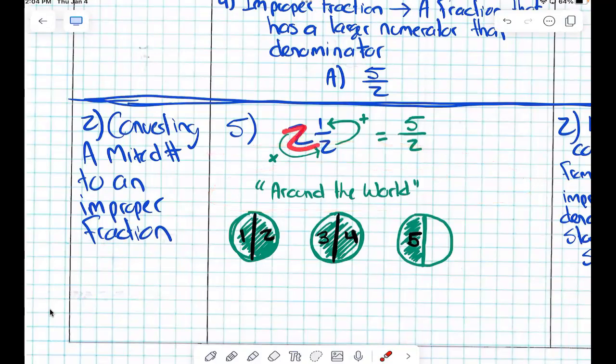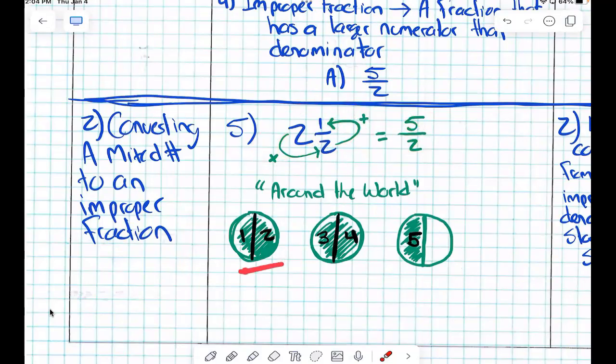So we have 2 and 1/2, yes? Yes. So we're going to go from the 2 to the denominator 2, yes? And we're going to multiply, right? Yes. What's 2 times 2? 4. And then we're going to take that 4 and add the numerator to it. What's 4 plus 1? 5. That's going to be the numerator in my improper fraction, right? Yes. The denominator is going to be 2 because the denominator over here is also 2, right? All right. 2 and 1/2, yes?